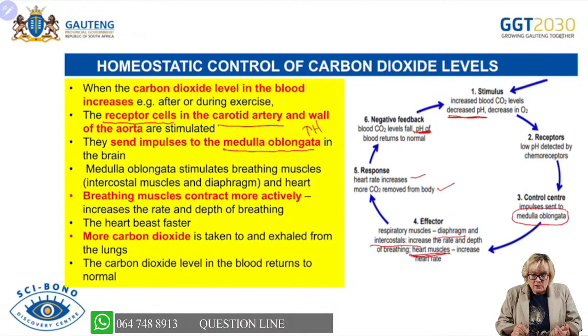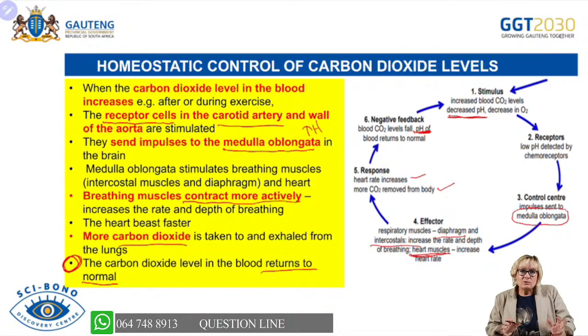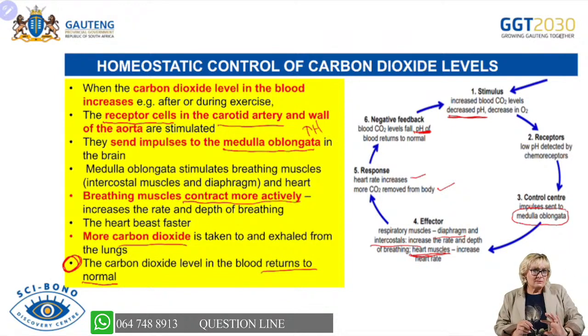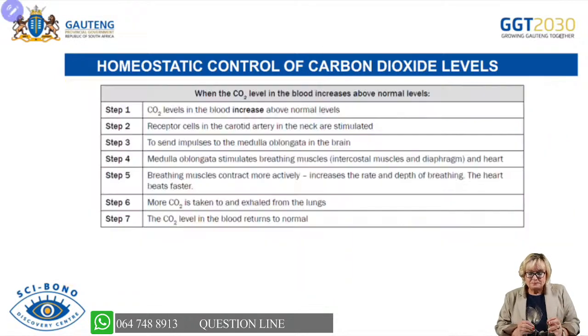Breathing muscles contract more actively. All right, this increases the rate and the depth of breathing. The heart beats faster. More carbon dioxide is taken to and exhaled from the lungs. The carbon dioxide level in the blood returns to normal. Remember our famous last sentence? The carbon dioxide level in the blood returns to normal. All right. You must have that sentence to get your full marks whenever you're answering a question on homeostasis. So remember what I said? We are looking here at only high CO2 levels, not low CO2 levels, because that's not bad for the body.